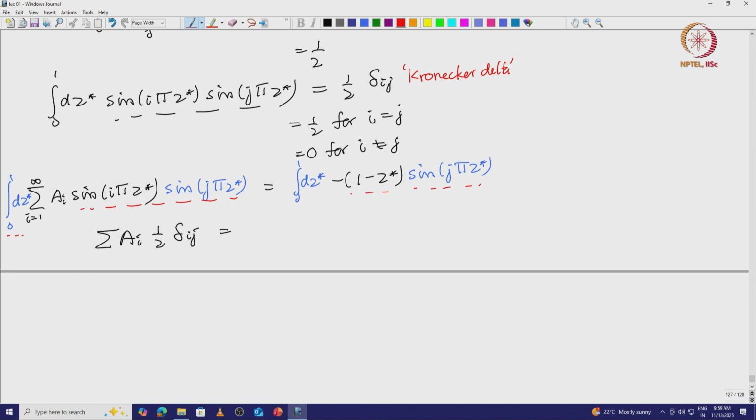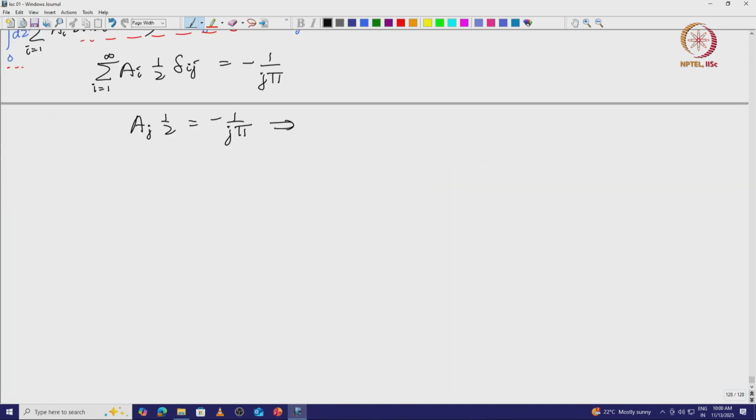So, it is quite simple. The final result you get is minus 1 by j pi. On the left side I have the summation from i equal to 1 to infinity of a i times 1 by 2 times delta i j. This is non-zero only when i is equal to j. Therefore, the left hand side just reduces to a j into 1 by 2, which implies that a j is equal to minus 2 by j pi.